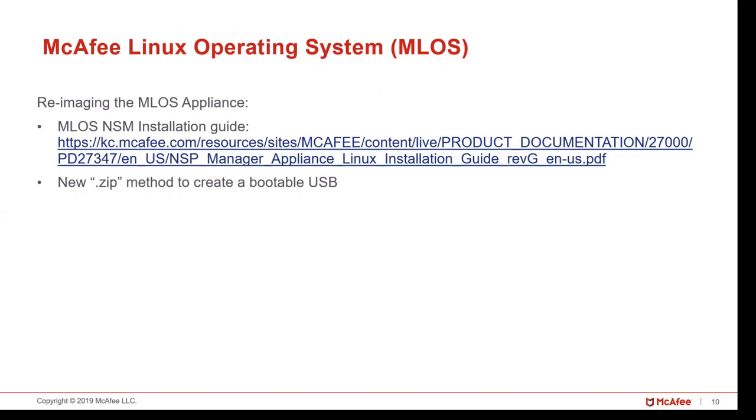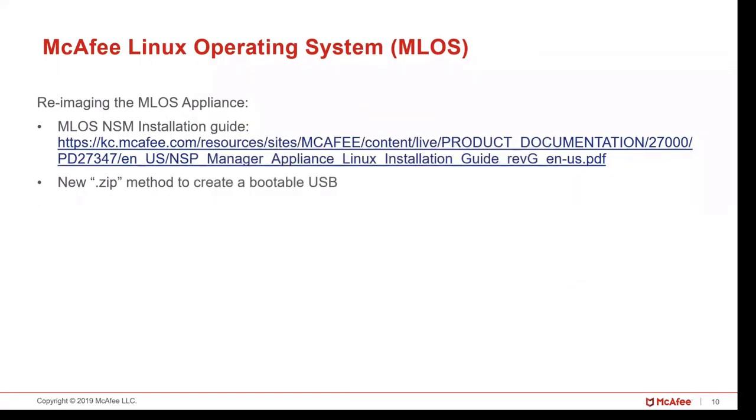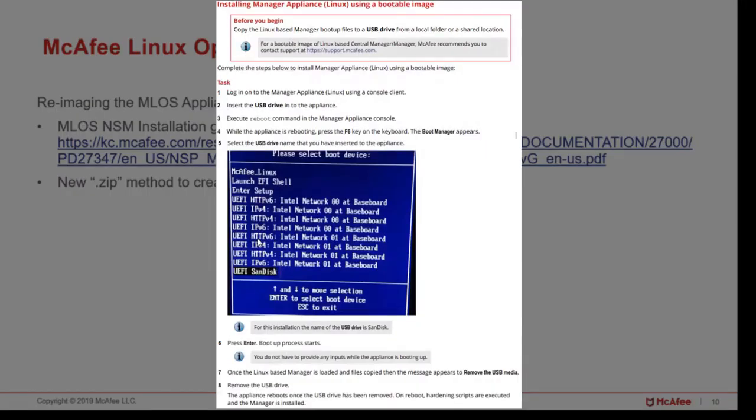In this section, we discuss re-imaging the MLOS appliance. Starting with software version 9.1.7.77, McAfee engineers will be providing a zip file that is able to be extracted directly to a USB stick in order to create a bootable USB. Once this bootable USB has been created, instructions on page 31 of the MLOS NSM installation guide will walk you through the re-imaging process.